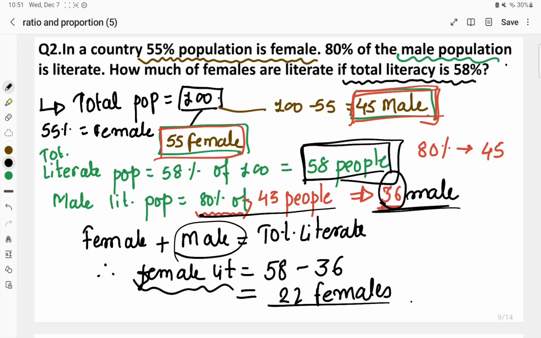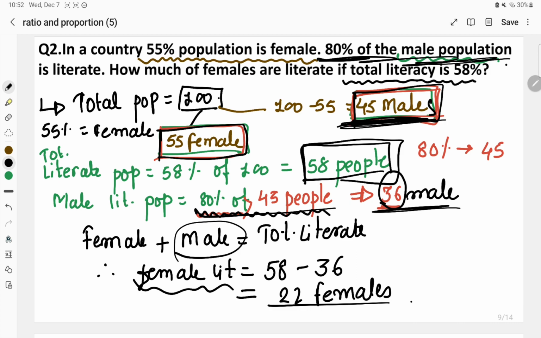Total population, if we are considering 100, from that 55% are female, it means 55 are the female candidates, and the remaining 45 will be the male candidates. Given is 80% of the males, that is 80% of the 45 males are literate people. So I have calculated 80% of 45 simply, and the second data given over here is that 58% of the 100 are the total literate population, that is 58 people, including male and female, from the 100 population are literate.